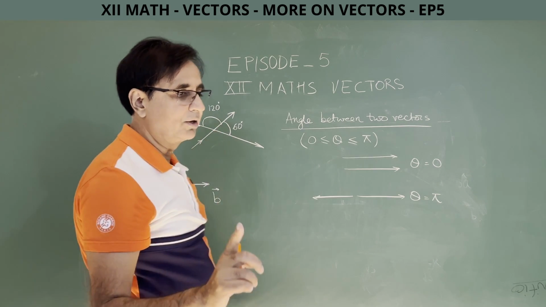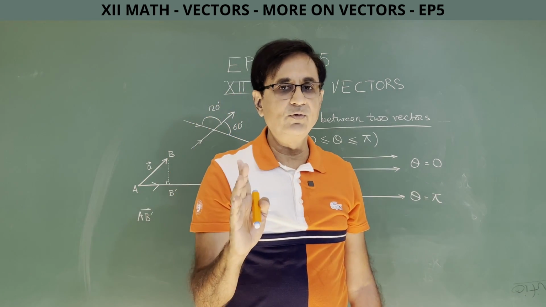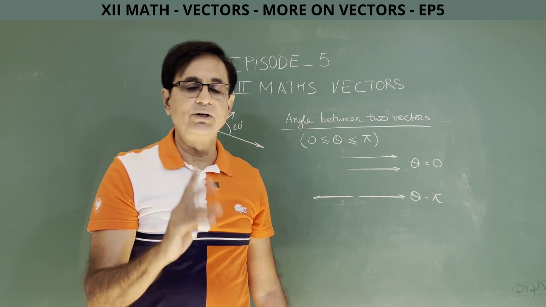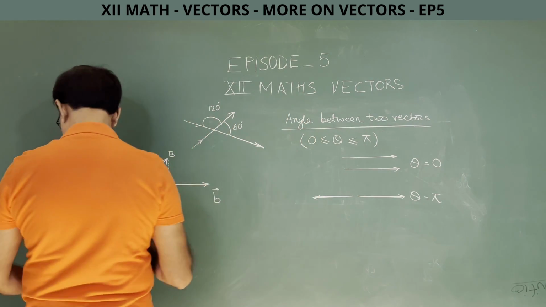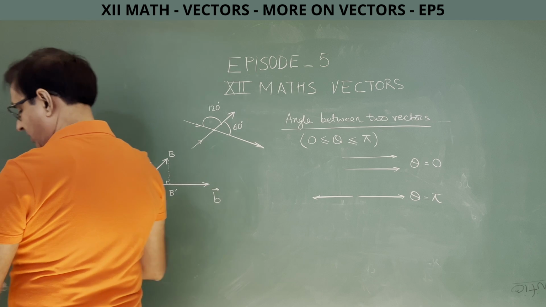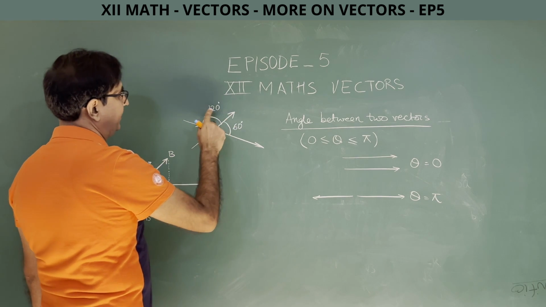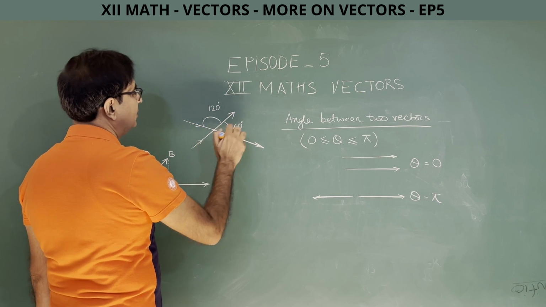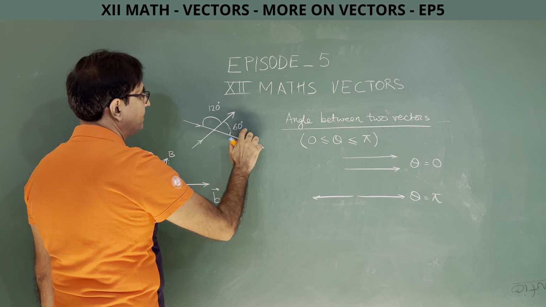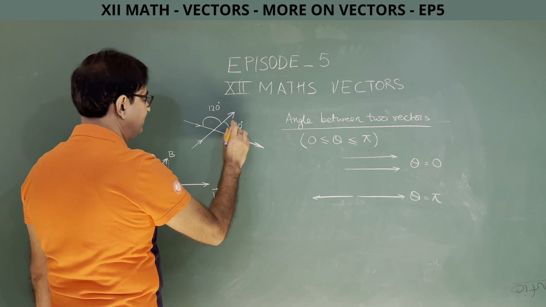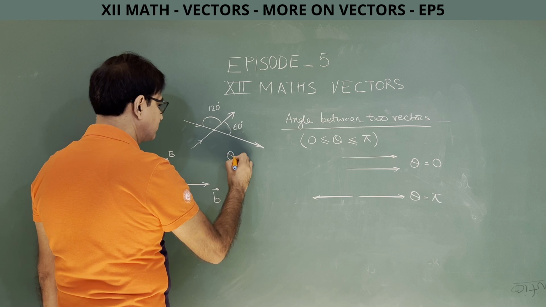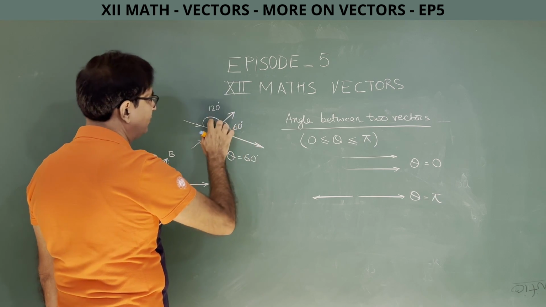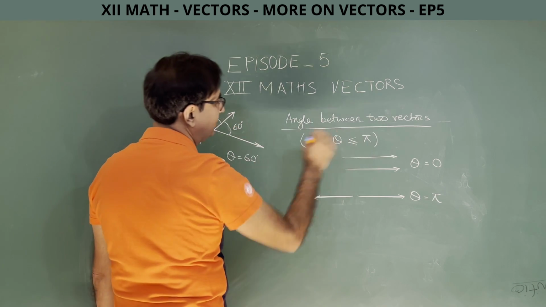See, both of them are not correct. I don't want two answers. We don't want any ambiguity. Angle between two vectors will always be a unique number, a unique angle, not two angles, this or that. So, this is 60 degrees, this is 120 degrees. So, the angle between the vectors here will be 60 degrees.